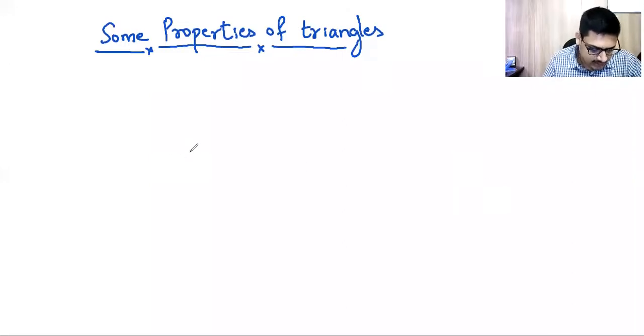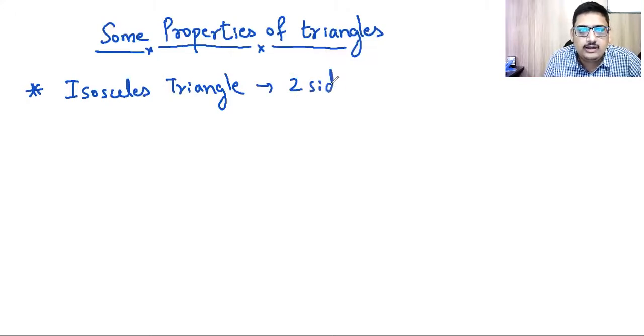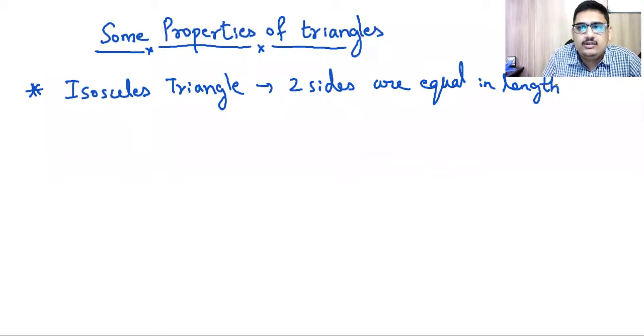So the first one is, now tell me, what is an isosceles triangle? A triangle in which two sides are equal. Equal means they are equal in length, the length of two sides. Then we call it an isosceles triangle. And remember students, when we speak about an isosceles triangle, it is sufficient to speak with respect to sides only. We need not worry about angles.